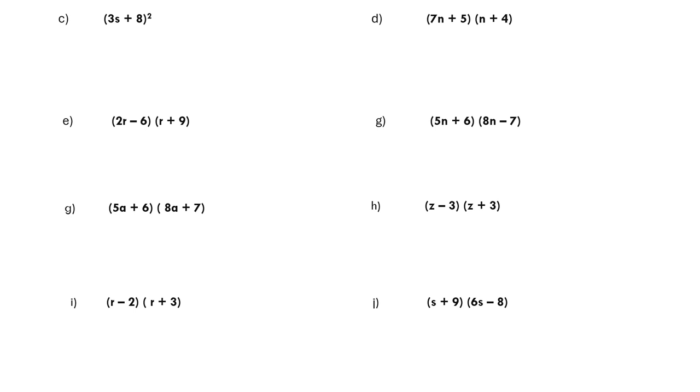Question C is 3s plus 8 squared. The whole binomial here is being squared. So we can rewrite this as 3s plus 8 times 3s plus 8. And from then on, we'll just use our FOIL method to expand it. We end up with a final answer, 9s squared plus 48s plus 64.